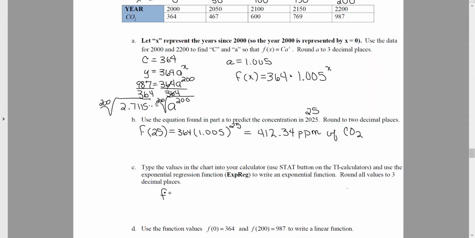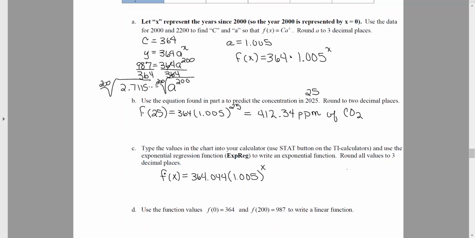F of x equals 364.044 times 1.005 raised to the x. Okay. Let's scroll down a little further.